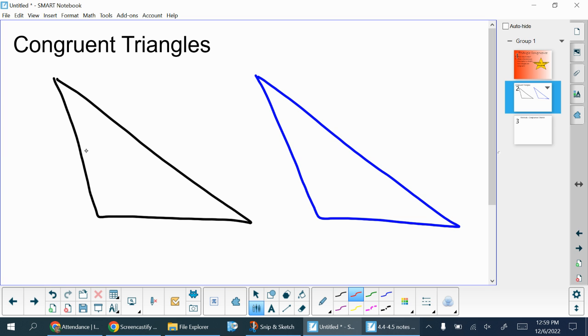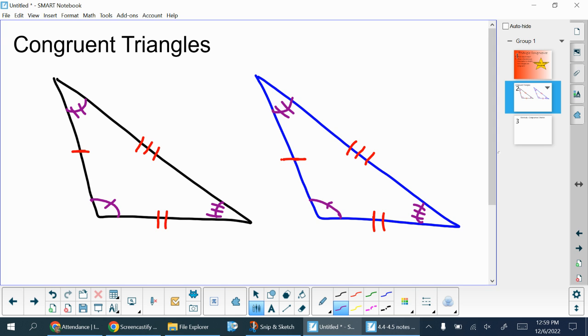And so what that means is, if these two triangles are congruent, that side is congruent to that side, and this side is congruent to this side, and the last side is congruent to the last side. And in addition to that, all of the angles are going to be congruent as well. So this angle is congruent to this angle, and this angle is congruent to this angle, and then our last angle is congruent to our last angle.